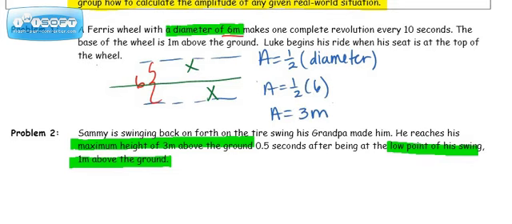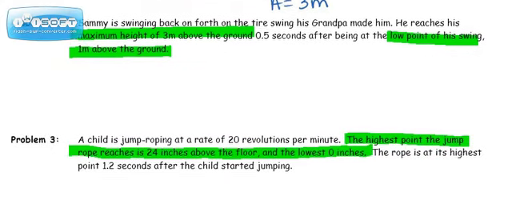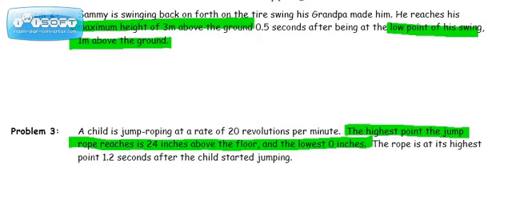Please copy this down, read problem 2, pause the video while reading, and unpause it when you're ready to move on. The next problem is dealing with Sammy swinging back and forth on a tire swing. So we don't know anything about the diameter, and it's not important. But what I do know is that the maximum height is 3 feet above the ground, and the lowest point is 1 point above the ground.